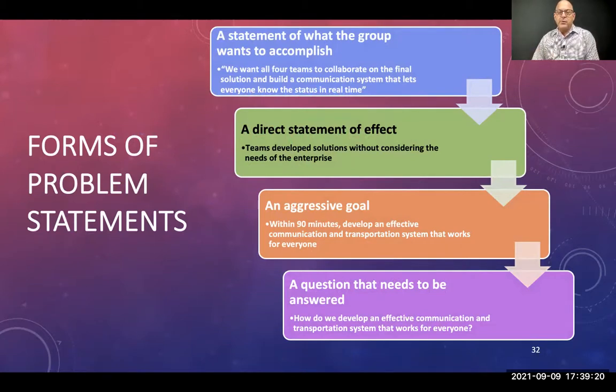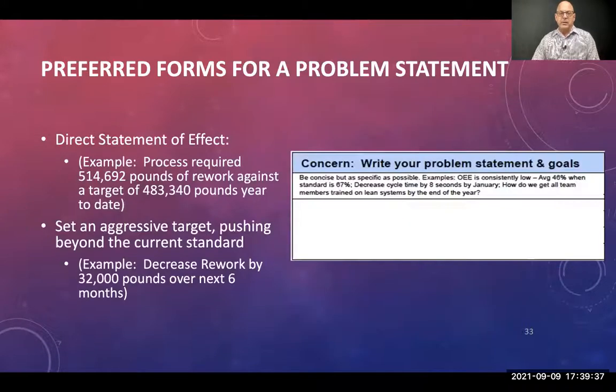And then the fourth is a question that needs to be answered. How do we develop an effective communication system and transportation system that works for everyone? So as long as your problem statement is in one of those forms, you should be okay. But if you really want to do well, the best are the direct statement of effect and aggressive goal. That's what we have here.